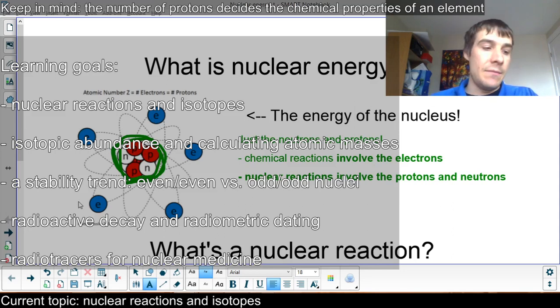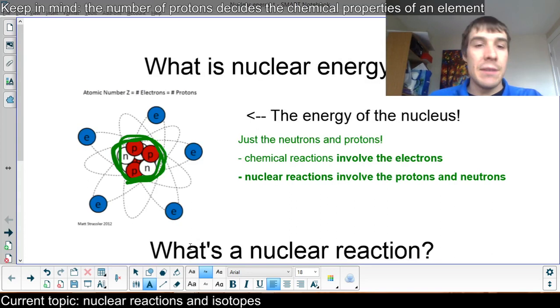Then we'll talk about this interesting trend, because we've been talking about trends in the table. We'll talk about another one, which is stability of isotopes and number of nucleons. Then we'll talk about radioactive dating and radioactive decay, and radiotracers for nuclear medicine, to talk a little bit about some applications of radioisotopes and how they can help us in science and in medicine.